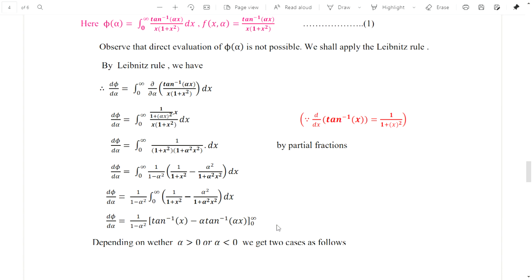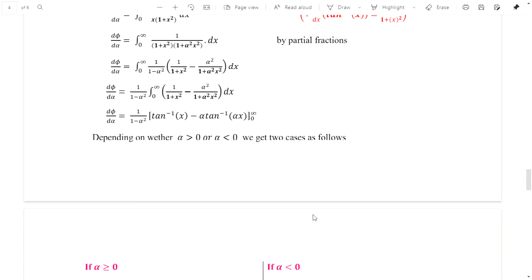Here nothing is given about alpha, whereas in the previous problem, in the first problem, it is mentioned that alpha is greater than 0, but here nothing is mentioned about alpha. And since this is a tan inverse problem, we have to discuss two cases, that is when alpha is greater than 0 and when alpha is less than 0.